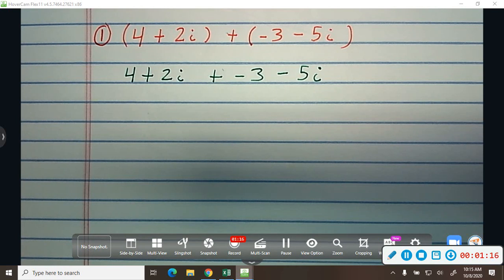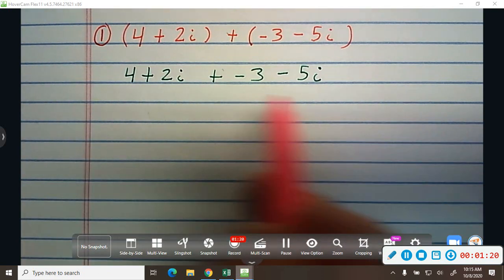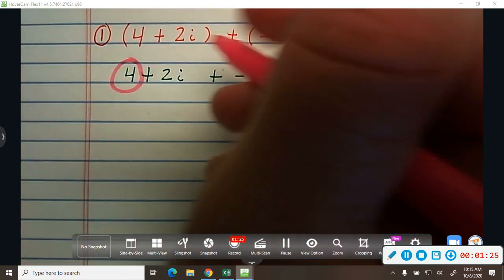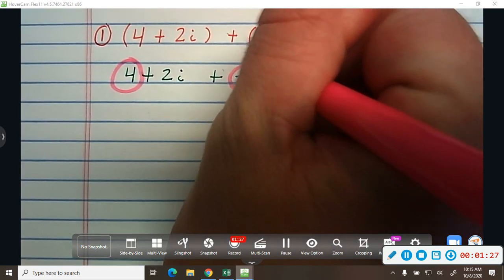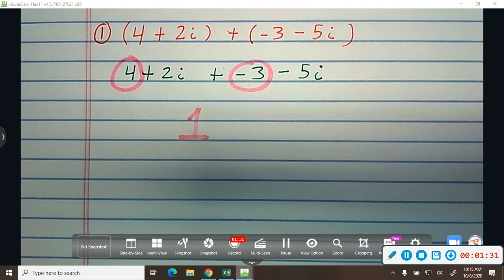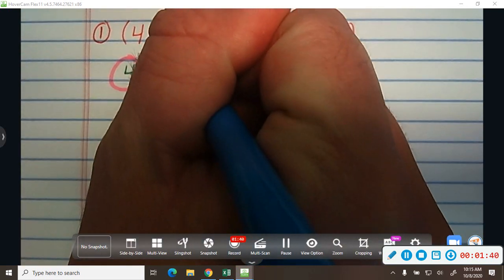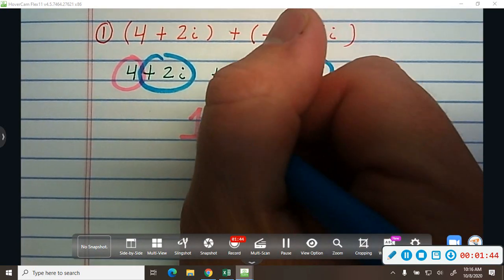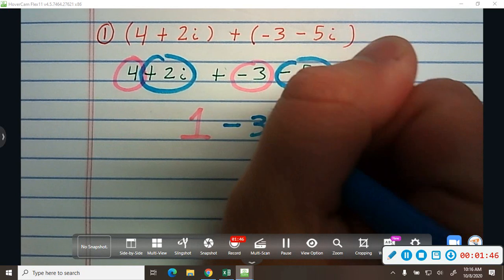From there, standard form is to put the real part first. Well, all of this is addition and subtraction. So I could go 4 minus 3, and I know that's 1. And then that's the real part. Now I'm going to do the imaginary part, which is 2i minus 5i, which is minus 3i.